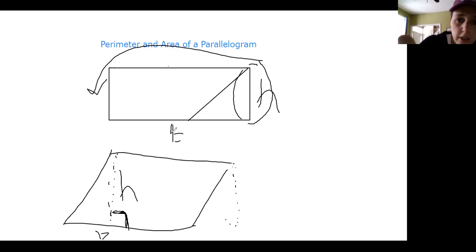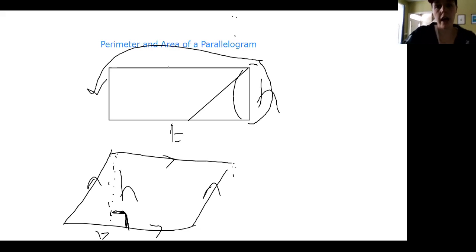The majority of the time they do put it on the inside, but it's very possible for it to be on the outside. So again, look at your parallelogram. You've got two pairs of parallel sides. It is like a slanted rectangle or square. Height is on the inside this time. Okay, so let me clear this.